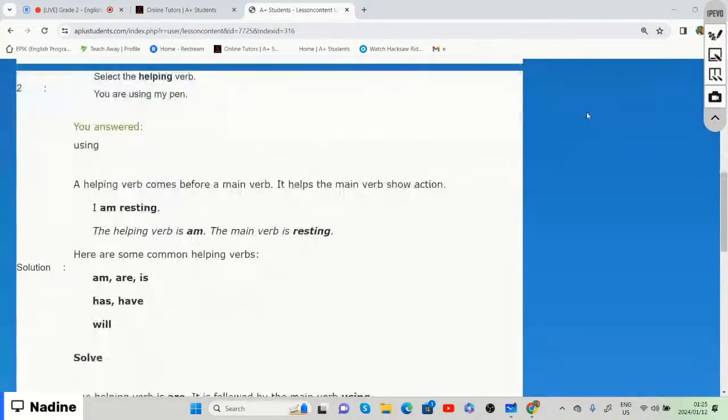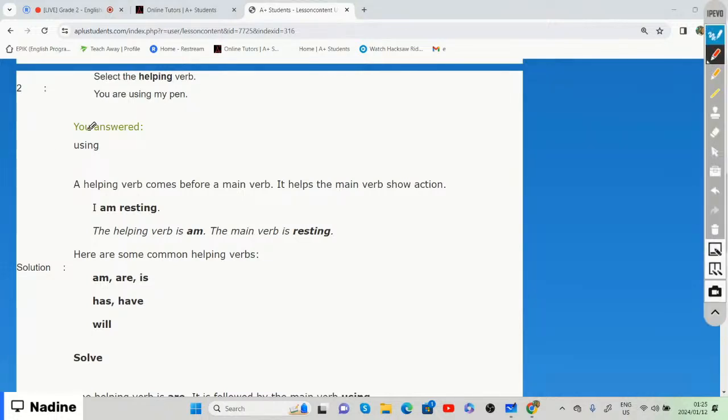If we look at the next sentence, it says, you are using my pen. We need to select the helping verb within that sentence. You are using my pen.